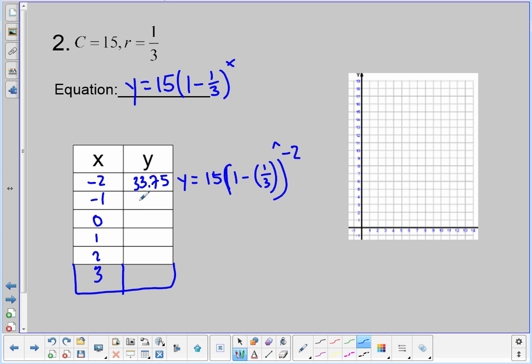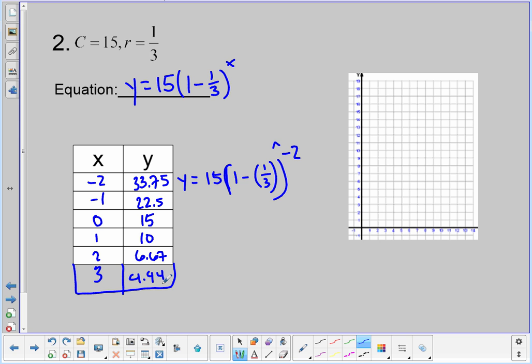When I do that same thing for -1, I get 22.5. 0 is 15 because that's my y-intercept. 1 is 10. 2 is 6.67, and 3 is 4.44. So again, I like to go out 2 decimal places and round accurately from there. Watch your rounding. Use those rules of rounding.